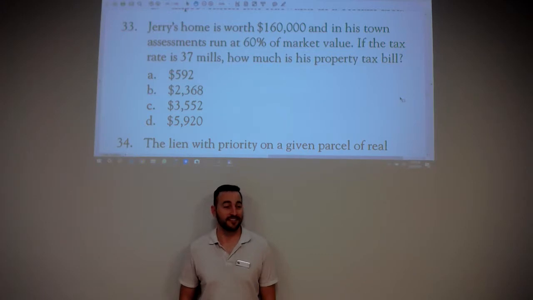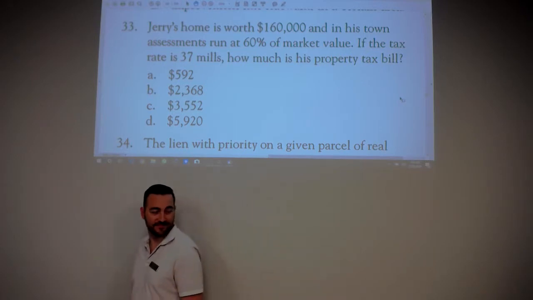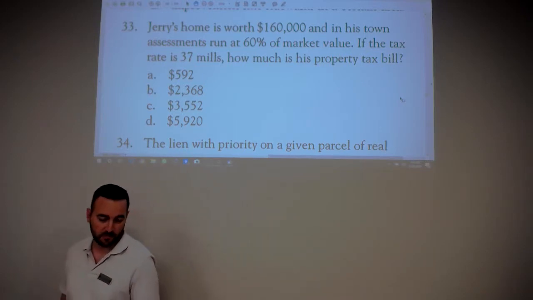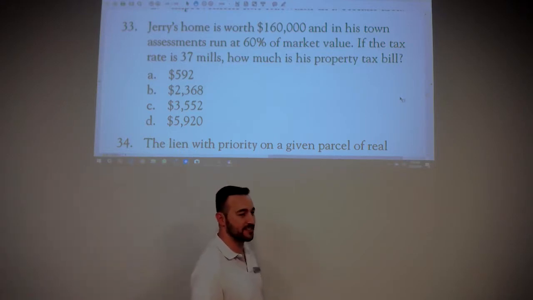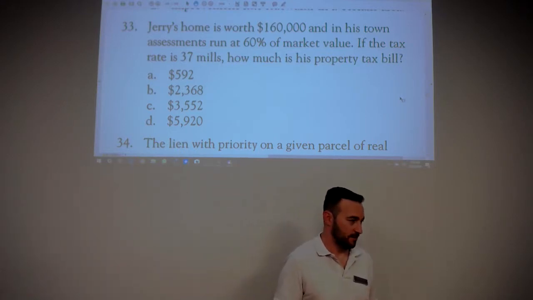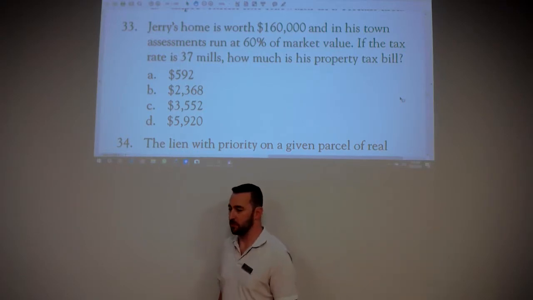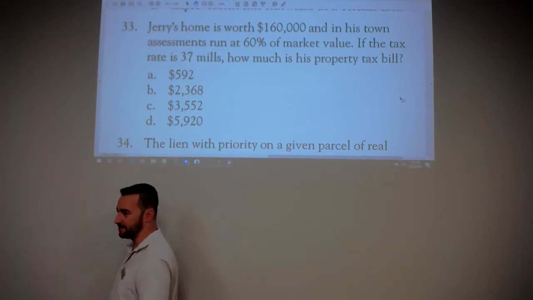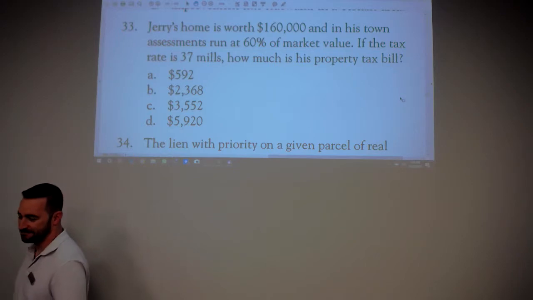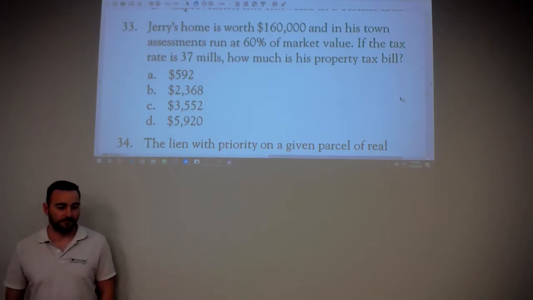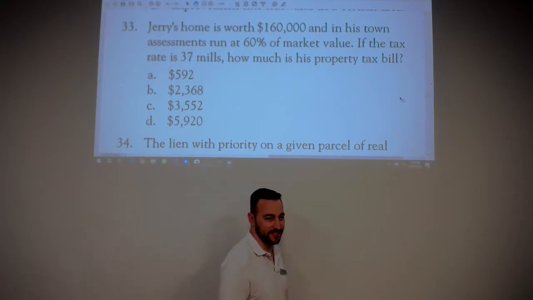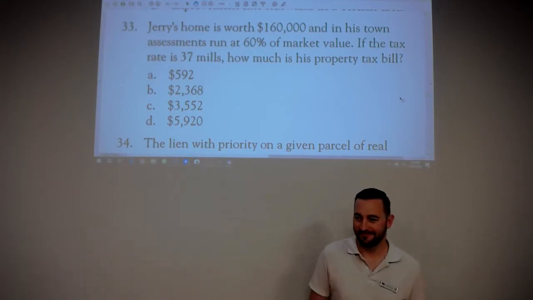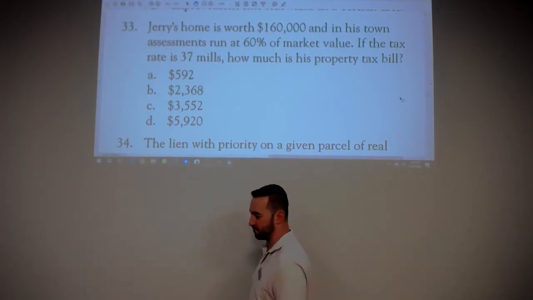How do we calculate the 37 mils? A mil is 1/1000 of a dollar, or 0.001. So if it's 37 mils, it's 0.037. So it's 3.7%. So 0.037. Oh, yes, it is 354.